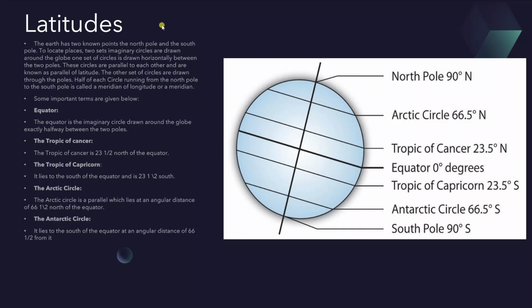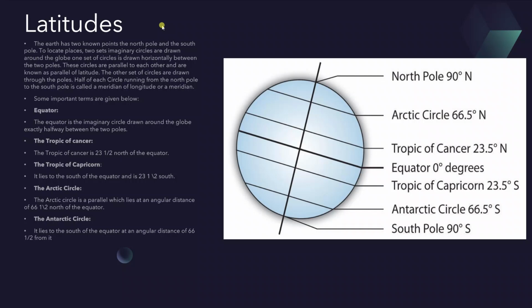The other set of circles are drawn through the poles. Half of each circle running from the North Pole to the South Pole is called a meridian of longitude or a meridian. Children, I'll teach you about longitude in a few moments. Some important terms are given below.